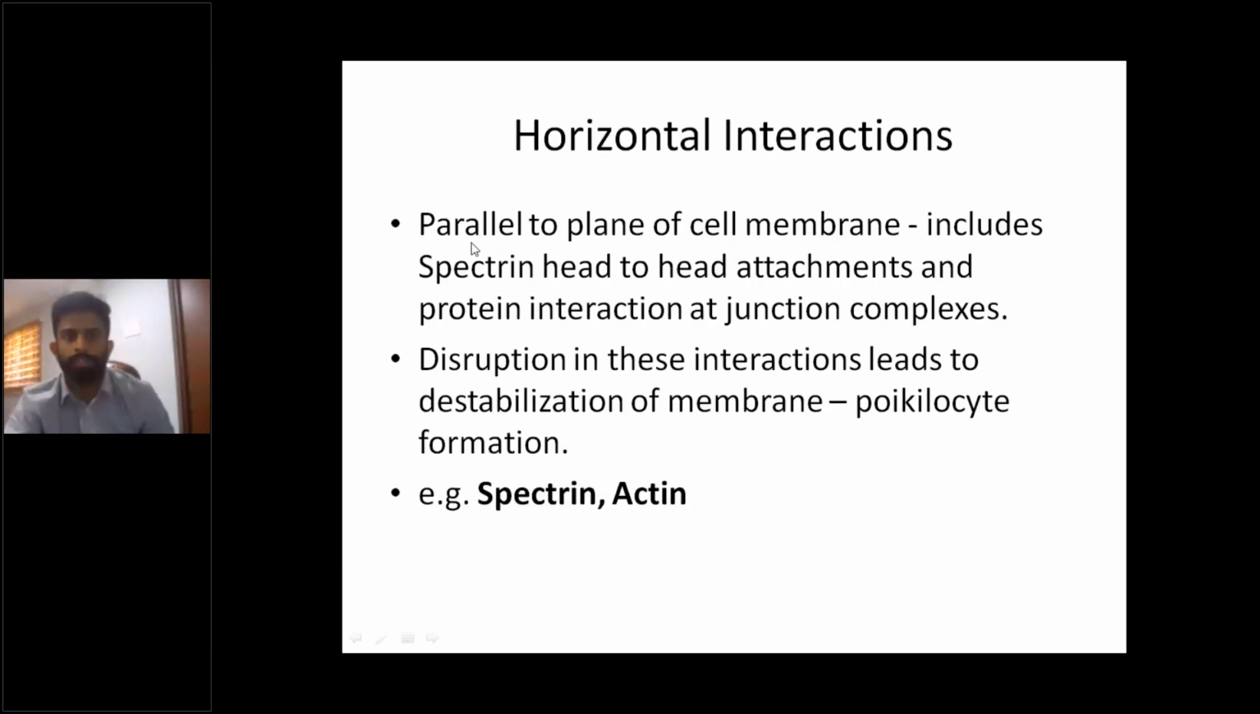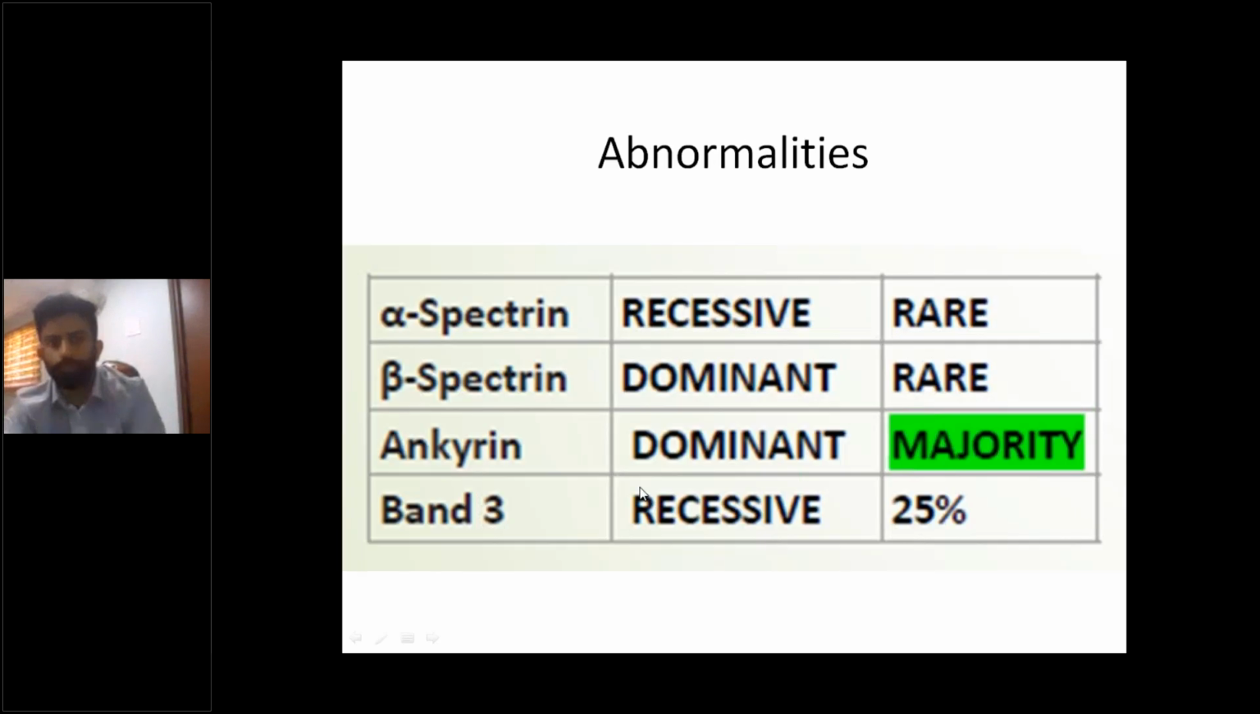Horizontal interactions are parallel to the plane of the cell membrane. They include spectrin head-to-head attachments and protein interaction at junction complexes. Disruption in these interactions leads to destabilization of the membrane, leading to poikilocyte formation. Examples are spectrin and actin.